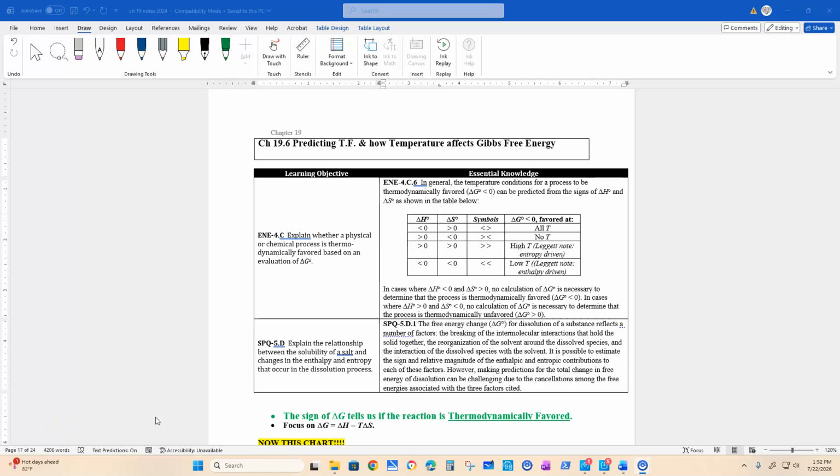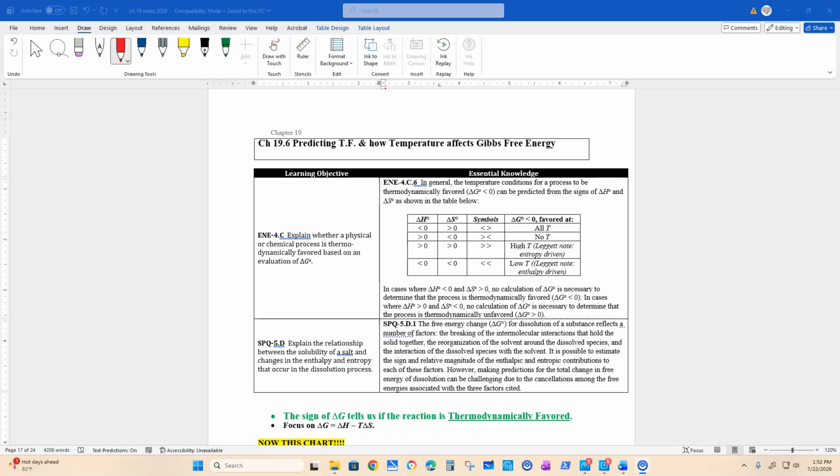Welcome back, AP. 19.6. Can we predict if something is thermodynamically favored, looking at delta H and delta S without calculating? And then how will temperature affect it, as in if temperature increases or decreases? So we have two big learning targets here.